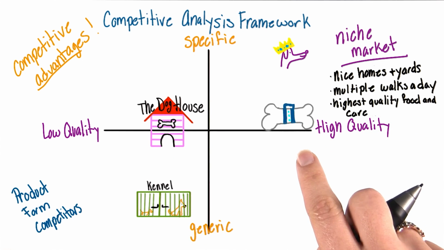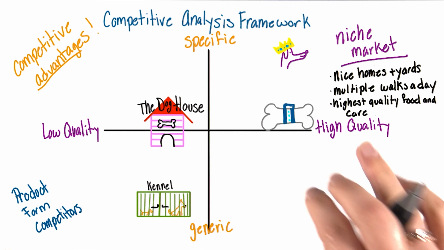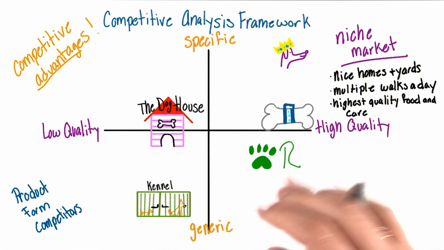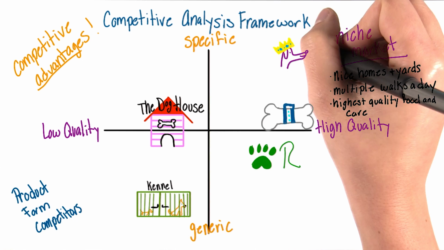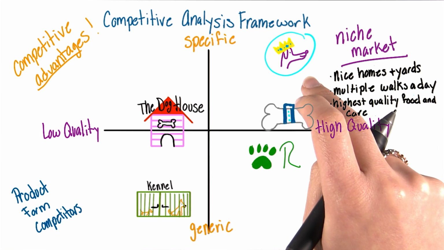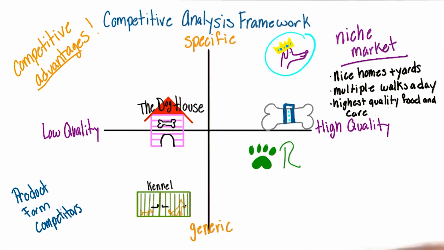Then we have Doggy Vacay, which has pretty good quality, but they're not as specific as we are. And finally, we have Rover, who also has great quality, but they're more generic than we are. So notice that we're here in the top right-hand quadrant. This is the best place to be, and it really sets us apart from all of our other competitors.